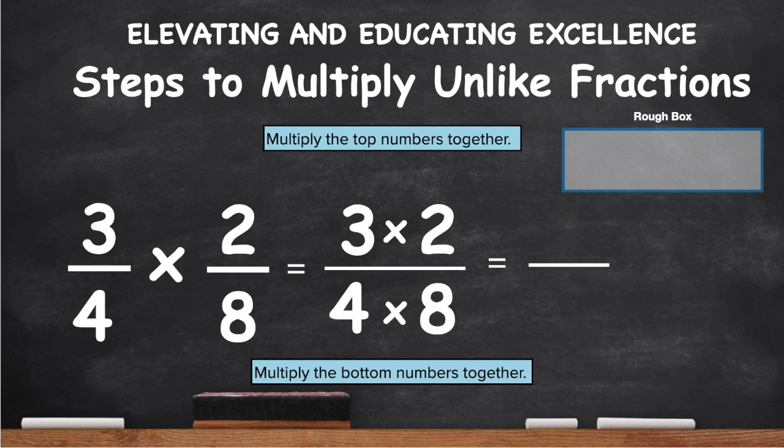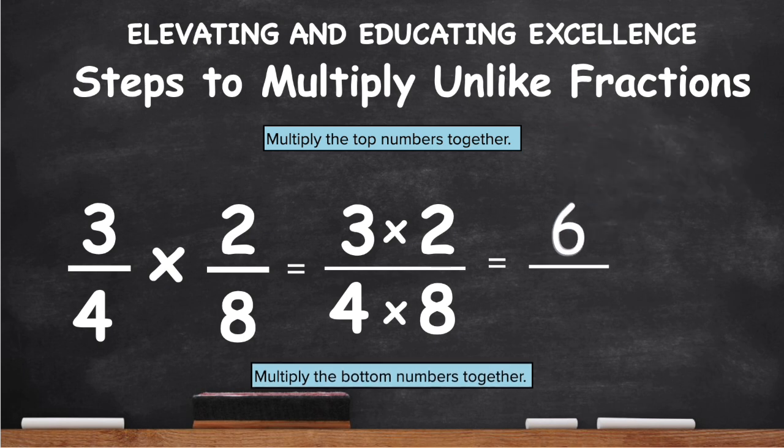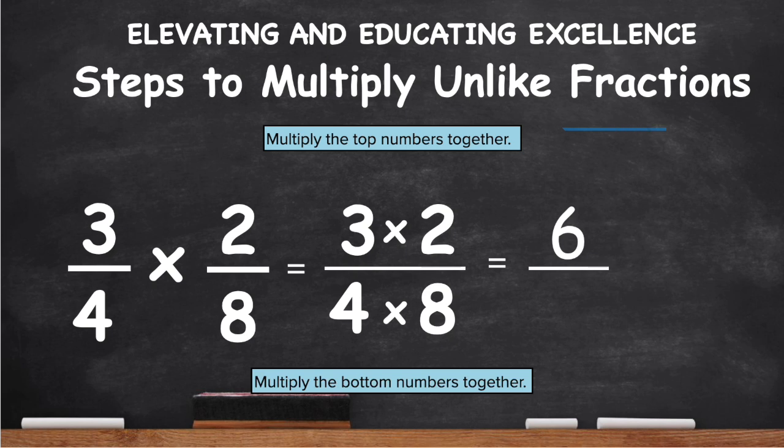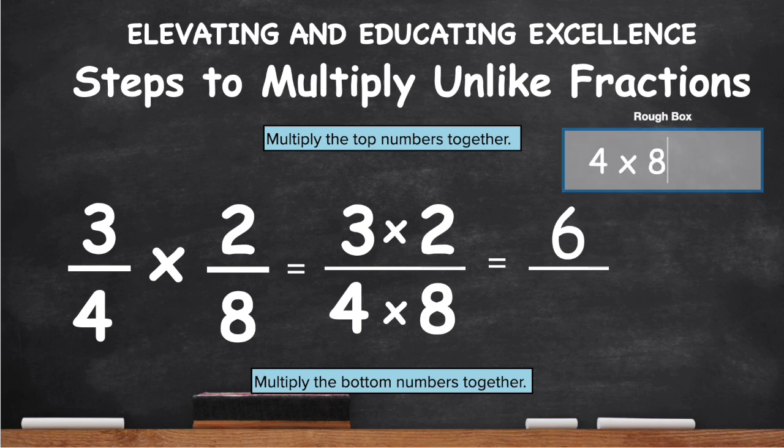First in the rough box, we're going to write 3 times 2. 3 times 2 equals 6. So let's move the 6 to the top of the fraction in the answer section. Now let's draw another rough box, and in this rough box, we're going to write 4 times 8. 4 times 8 equals 32. So now let's write 32 in the bottom part of the fraction in the answer section.